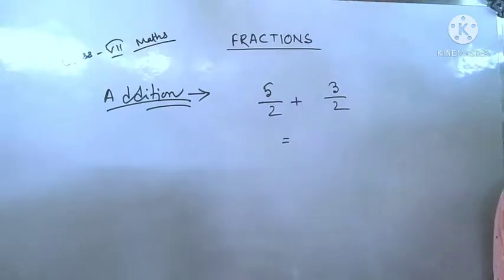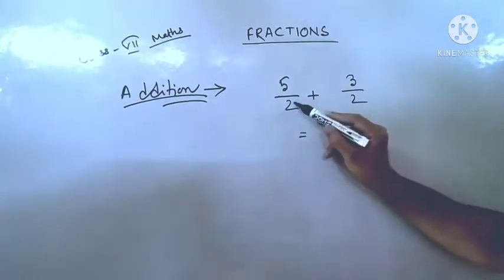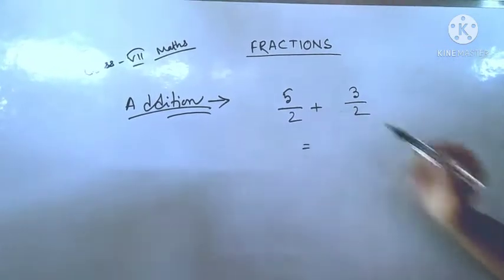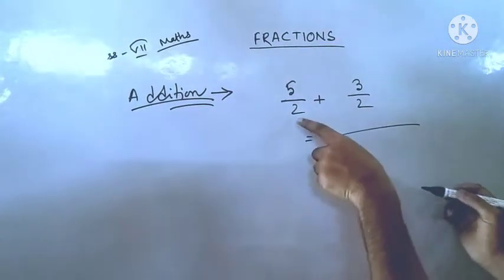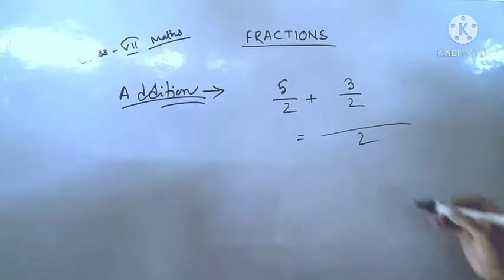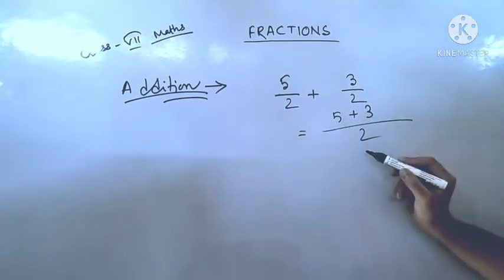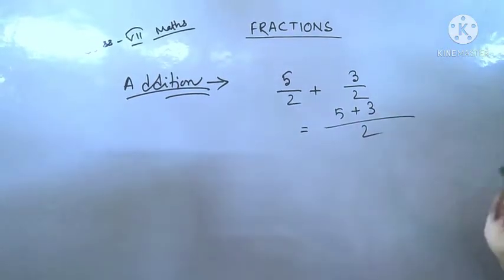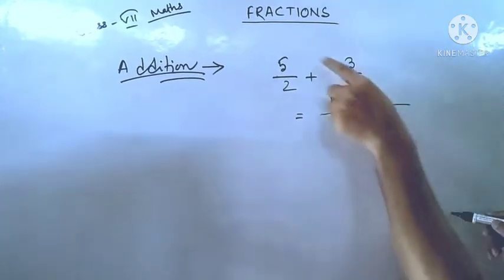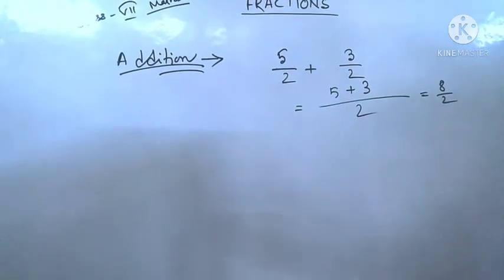Okay, now we add two like fractions. Because the denominators are same, these are like fractions, so we have to add these two fractions. Since the denominators are same, we just have to add the numerators, and the denominator remains same, because these are like fractions. Just add these two numerators. So 5 plus 3 means 8 by 2, okay, this is the answer.